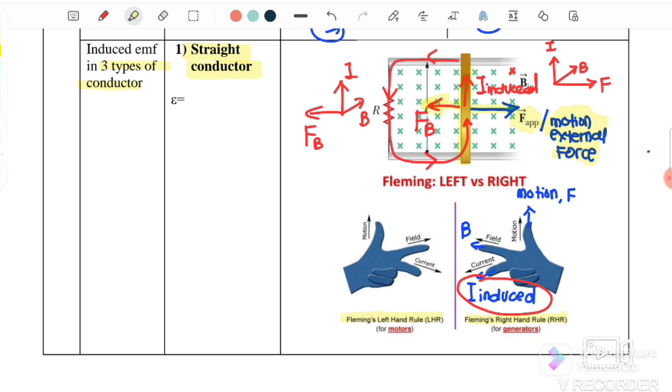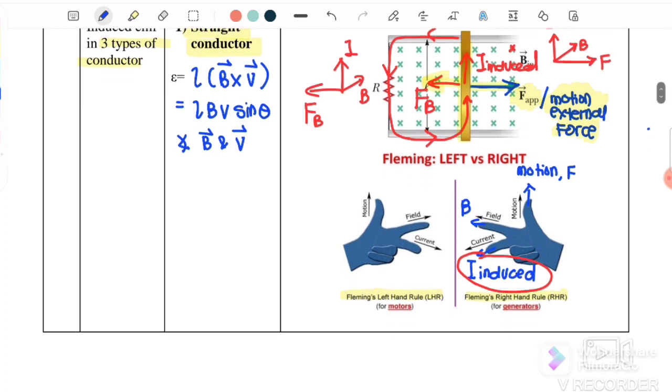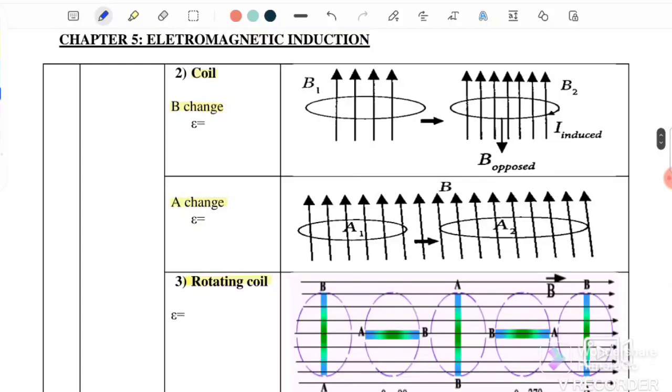Okay, so the equation that we will use for a straight conductor is L B cross V, or we can write it as L B V sine theta, because it is a cross product, where the angle here is between vector B and vector V. So this is the first equation for induced EMF. Next we will go to the second part, a circular coil.